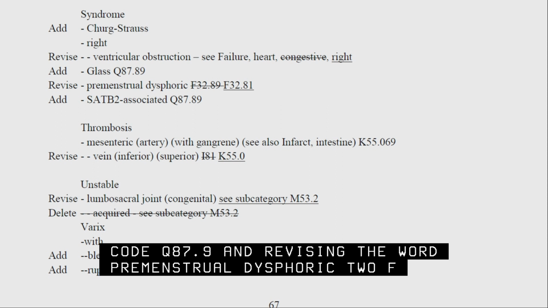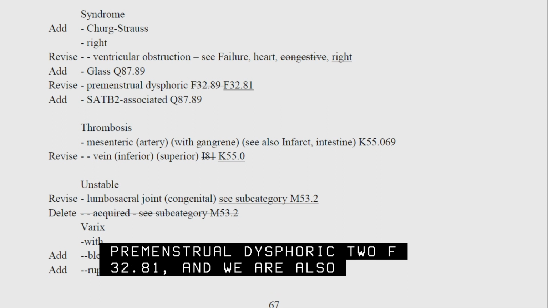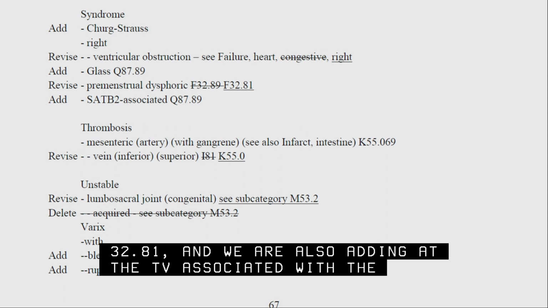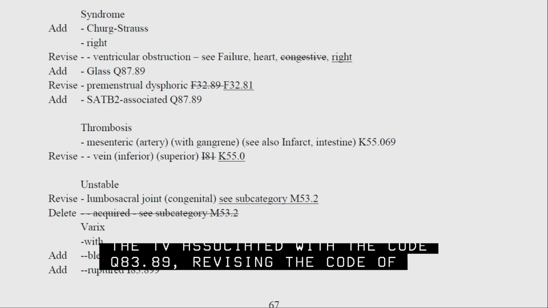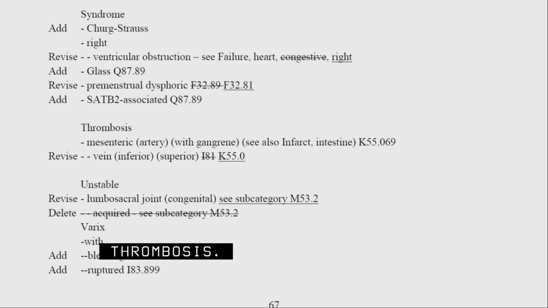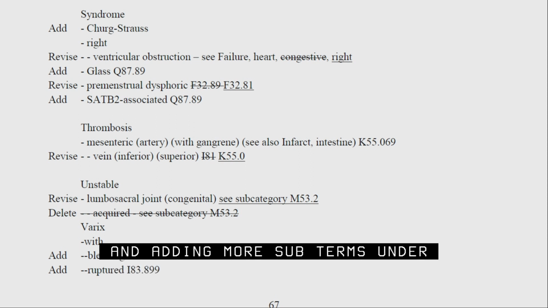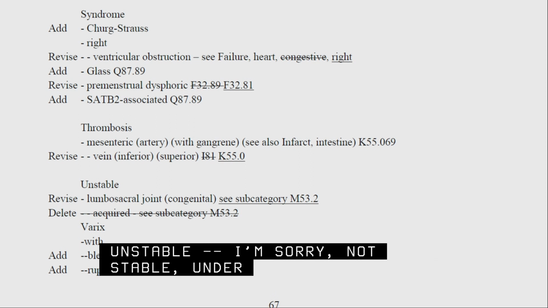SATB associated with the code Q87.89, revising the code at thrombosis vein from I81 to K55.0, and adding more subterms under unstable, not unstable, under varix, we're adding the word with bleeding and ruptured.